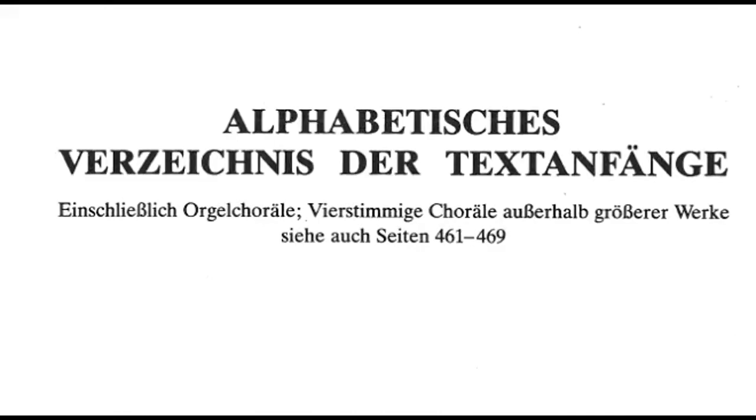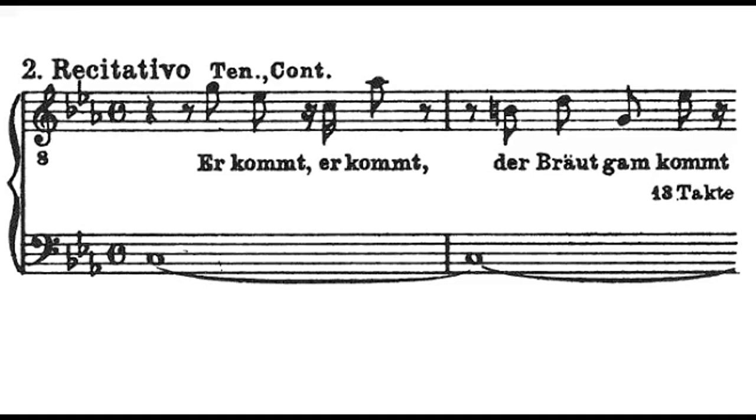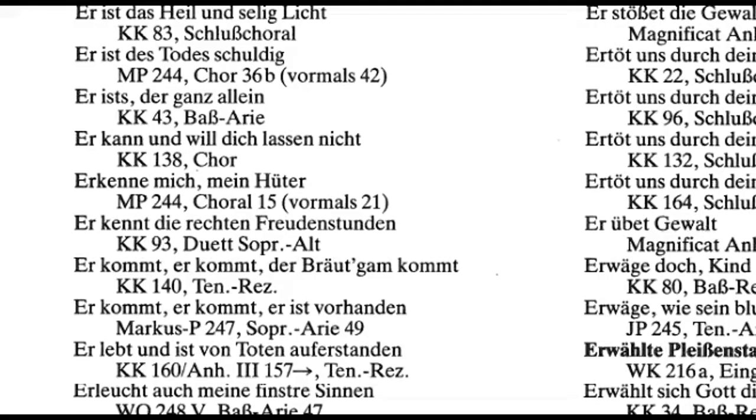The alphabetical list of text incipits allows us to quickly find a piece based on its text. For example, if we have the text of the recitative that is the second movement of Cantata 140, this index will allow us to look it up and will refer us to the correct composition.